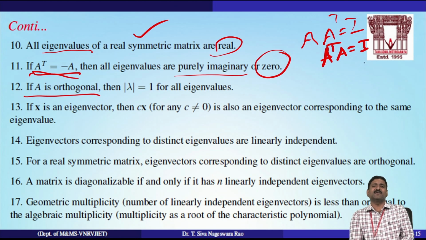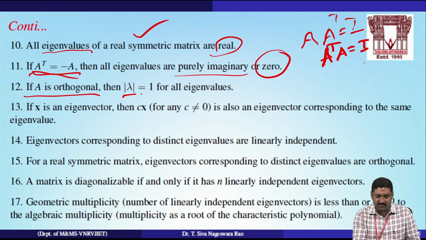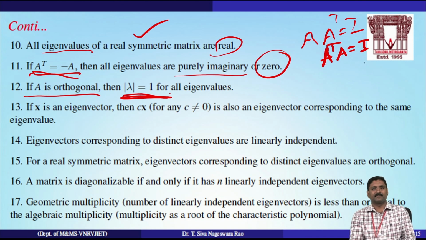What are the possible eigenvalues of an orthogonal matrix? The eigenvalues of an orthogonal matrix always have absolute value equal to 1, that is, modulus of lambda is equal to 1. So these are the properties of eigenvalues of different matrices like symmetric matrix, skew symmetric matrix, and orthogonal matrix.